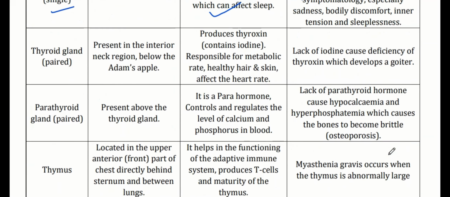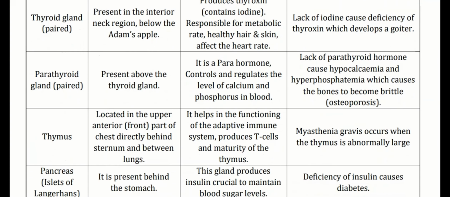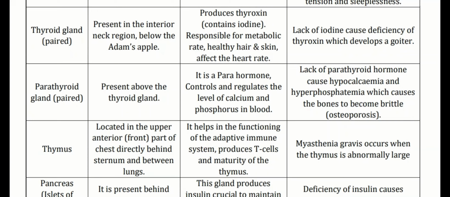The next, thyroid gland. What is the function of the thyroid gland? You can see here on the screen, and we are discussing the location, the function, and when the thyroid gland has a deficiency, what type of disease or problem our body faces. The thyroid gland is paired, present in the anterior neck region below the Adam's apple. Function: it produces thyroxine, which contains iodine.